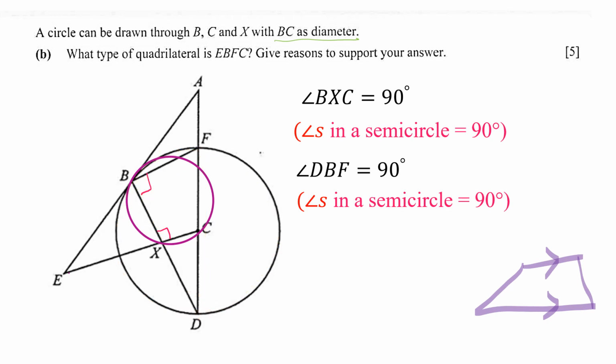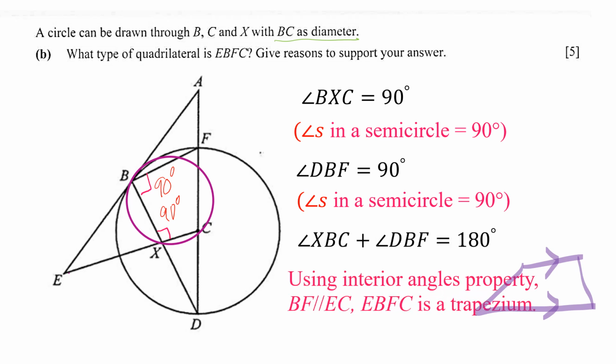Okay, right. So if we have the two angles equal to each other, what property can we use? What can we say about BF and EC? You see, you have 90 and 90. So 90 and 90 add up to be how much? Add up to be 180, right? So what angle property can we use here? Yes, we can use the interior angle property. And if we are using the interior angle property, then your BF must be parallel to XC, right?